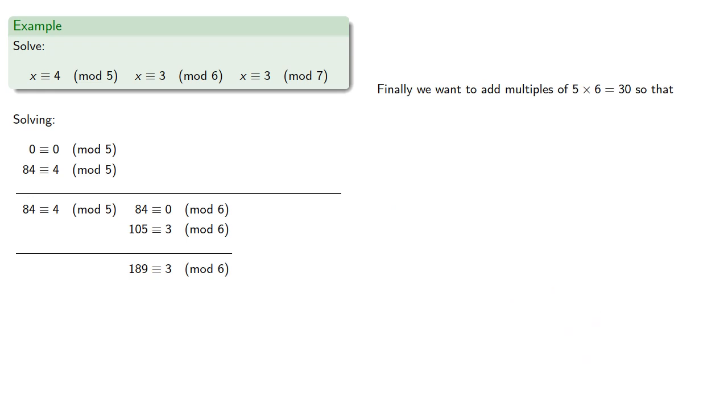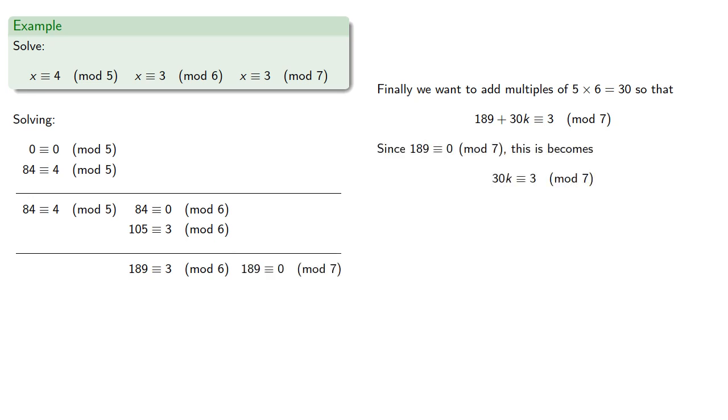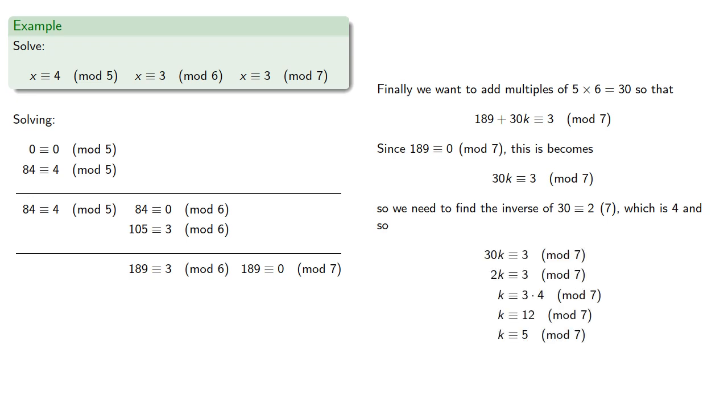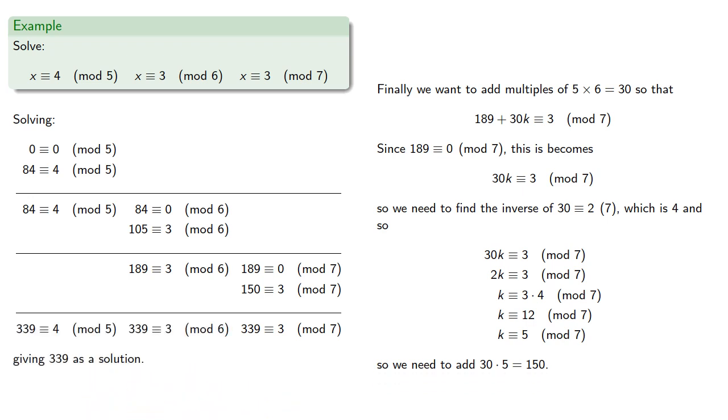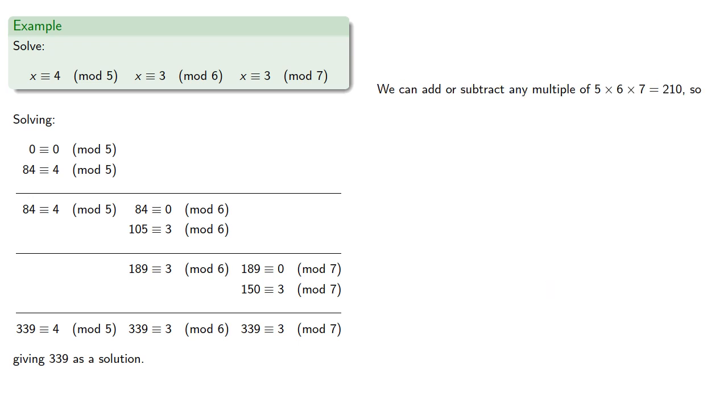Finally, we want to add multiples of 5 times 6, 30. Again, since 189 is congruent to 0 mod 7, this becomes, so we need to find the inverse of 30, which is 4, and so k is 5, and so we need to add 30 times 5, 150. And so our solution is 339. And we can add or subtract any multiple of the product of the moduli. So we subtract and get 129 as the least positive solution.